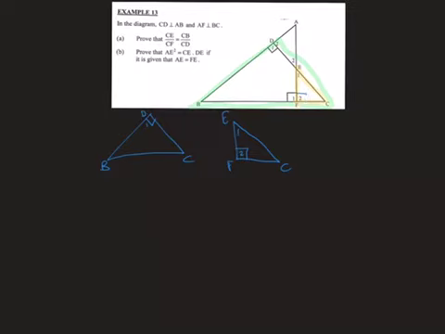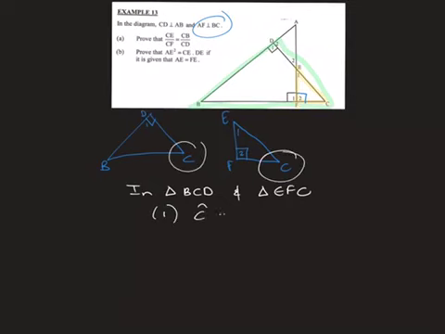Just note that F2 is also 90 degrees. You don't have to prove it or say it. They gave it to us that whole line is perpendicular. So here, in triangle BCD and triangle EFC, firstly, we've got the same angle, angle C. They are common. It's labeled exactly the same. Not C1, C2, it's just C.